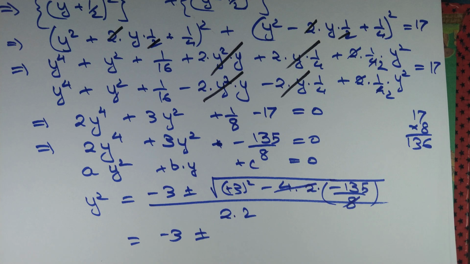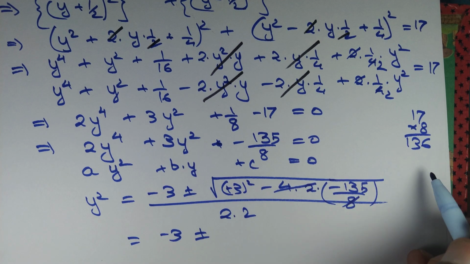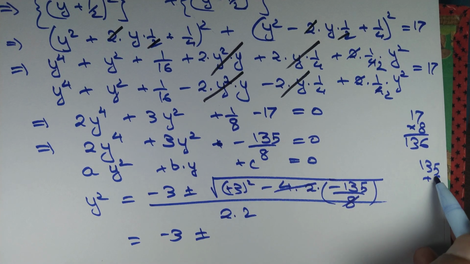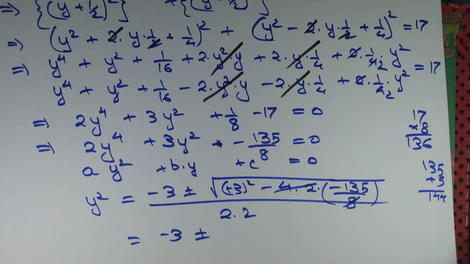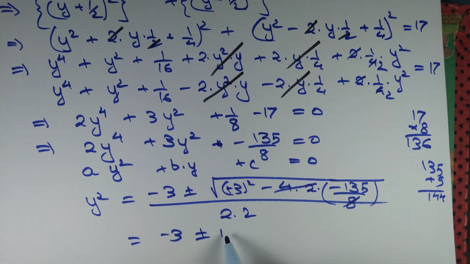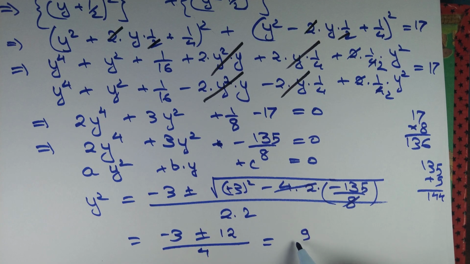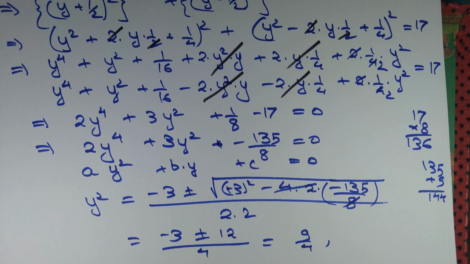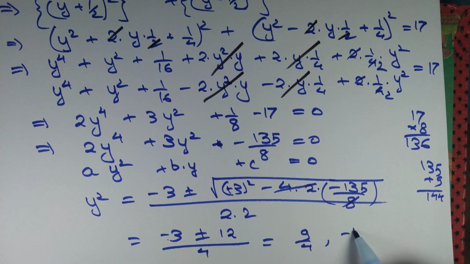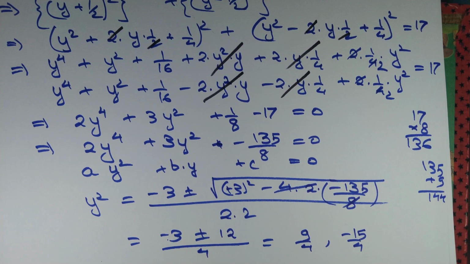Minus 3 plus minus root of 9 plus 135. 9 plus 135 is 144. And square root of 144 is just 12 by 4. If I take plus sign, then 12 minus 3 is 9, so this is 9 by 4. If I take minus sign, minus 3 minus 12 is minus 15 by 4. Now we got y square equal to 9 by 4.